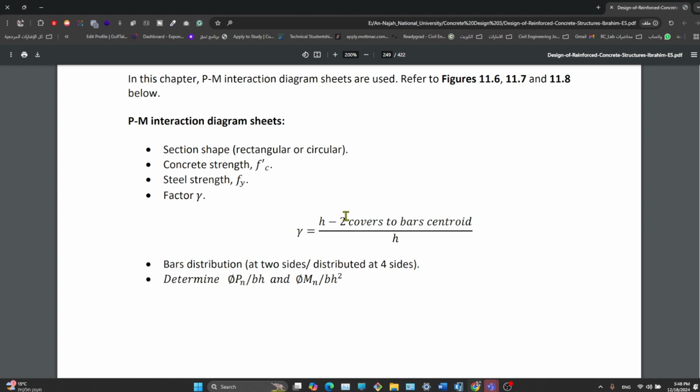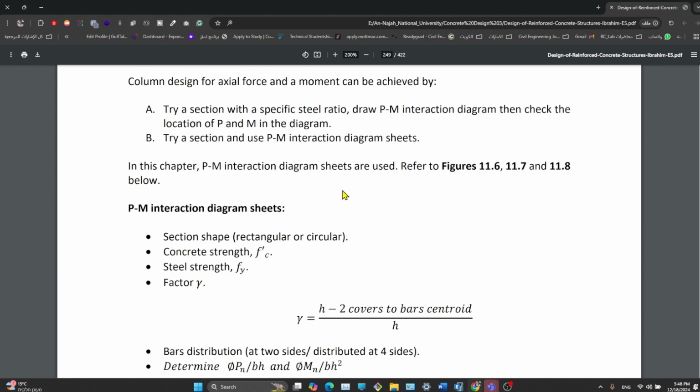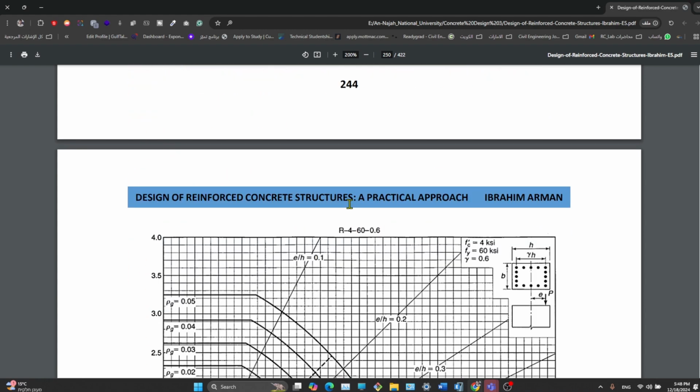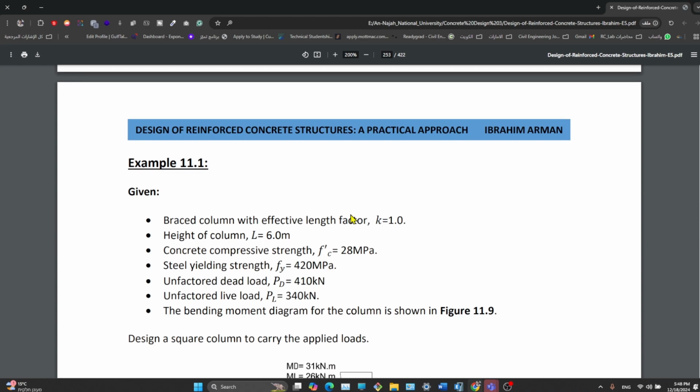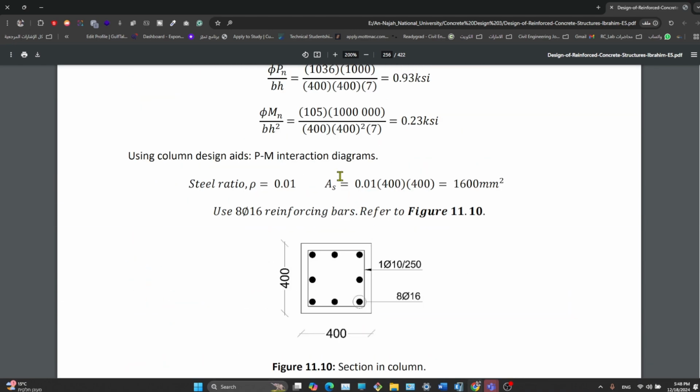Do you have any questions at this point, Muhammad? Is that clear, Muhammad? Yes. Okay. So we need to finish the example.